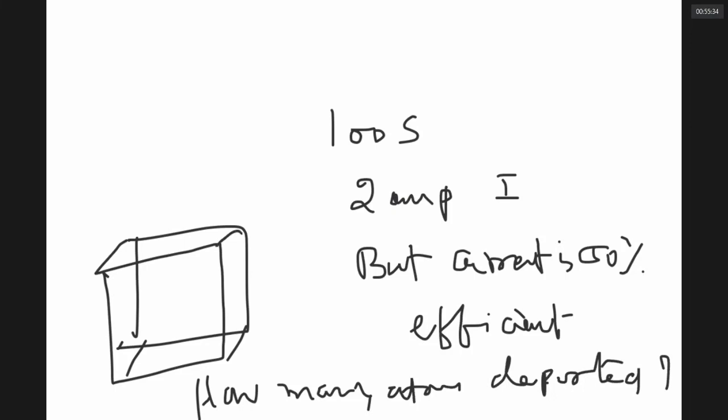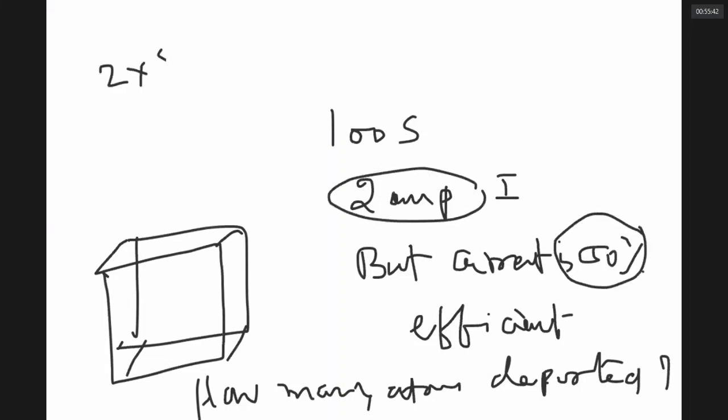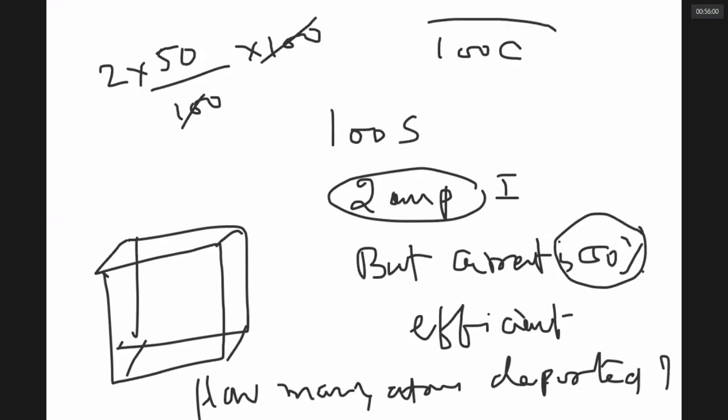Obviously, the current is 50% efficient, which means though you take 2 amperes, only 50% of 2 amperes is deposited. The current is not fully efficient. If you take 1 ampere, it is only half ampere, 50% efficient. So, what is the total charge you maintain? You have maintained 100 coulombs. Can you see it, sir?